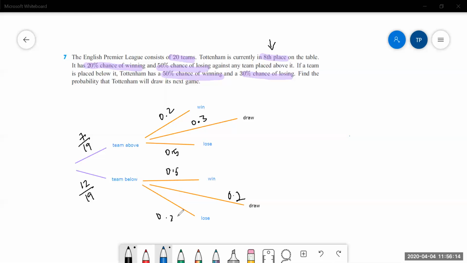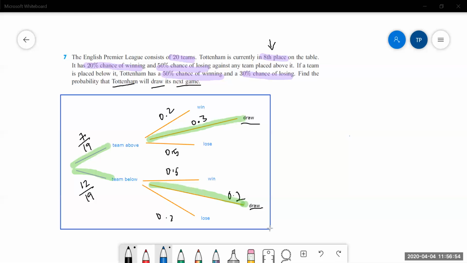Okay, so over here, once we are done, they say find the probability that Tottenham will draw its next game. So we have to map out the different ways that this fella can draw. For him to draw, we can go this way, then we go this way. Alternatively, we can go this way, then we go this way. So find me the probability that he can draw. Once the probability tree is drawn out, everything is very clear. So it's 7 over 19 times 0.3.